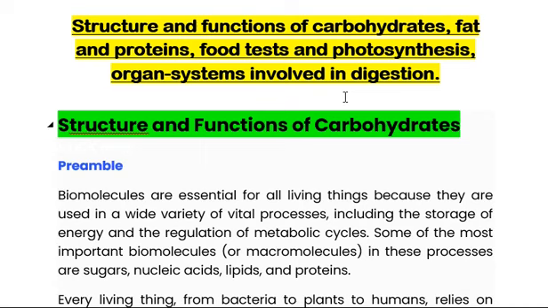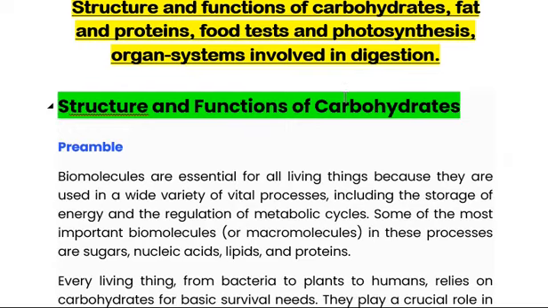Today we are looking at the structure and functions of carbohydrates, the structure and functions of fats, and then the structure and functions of proteins. Inside this topic also, we are going to look at some food tests and photosynthesis. We are also going to look at the organ systems involved in digestion.